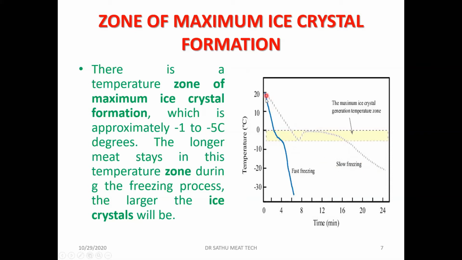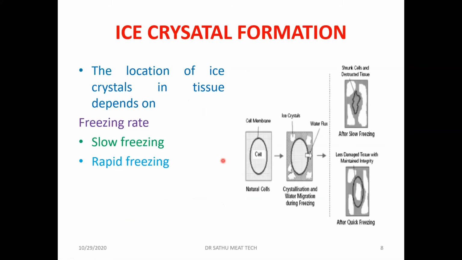But in the case of fast freezing, we can see it passes through the zone of maximum ice crystal formation at a very fast rate. So let's discuss how the ice crystal formation takes place. For example, I'm taking here a muscle cell.